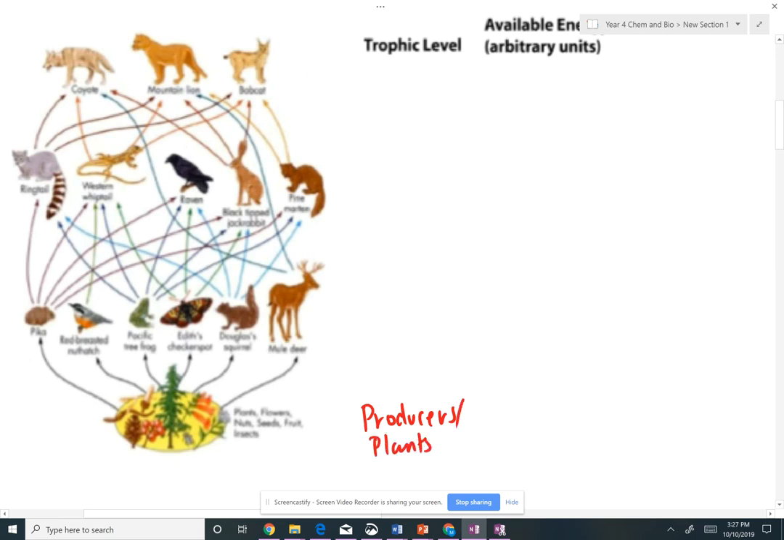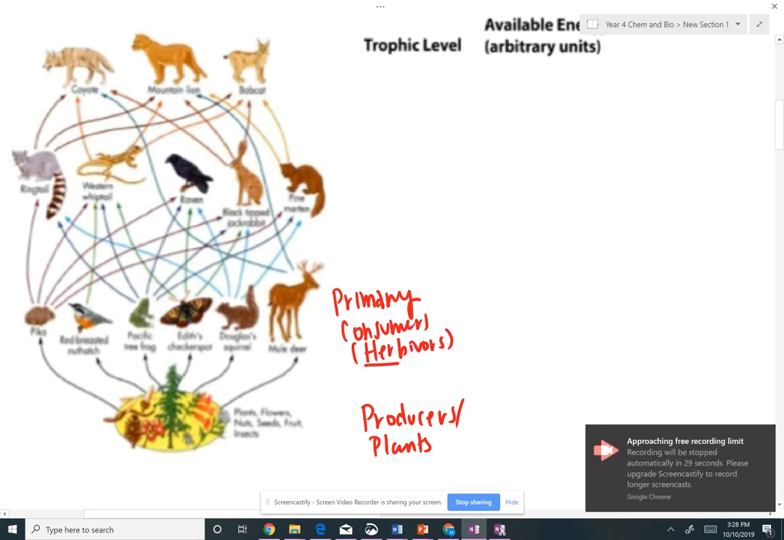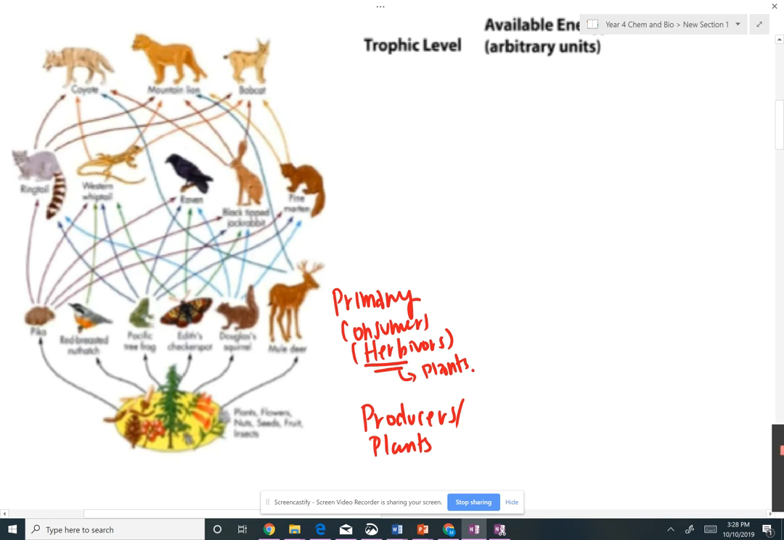And again, they make their own food. We have our primary consumers, and these are the animals that are our herbivores. If you ever forget what herbivores means, herb is a plant, so that means that they eat plants. That's one way to remember that.